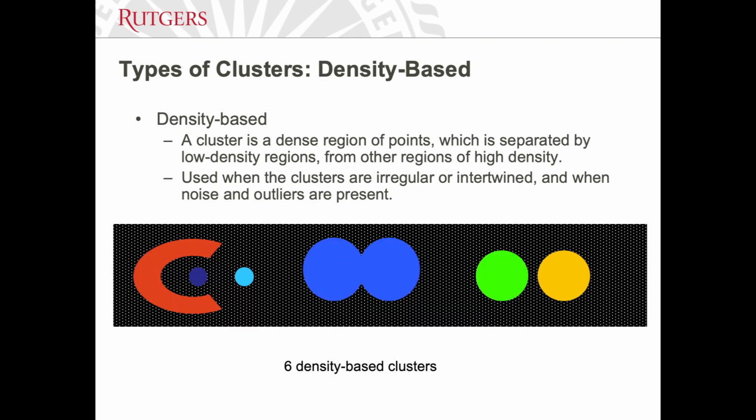The next type is called a density-based cluster, which is based on the density of the points. It separates high-density areas from low-density areas. We usually use this approach when the dataset contains noise and the clusters are irregular or intertwined.